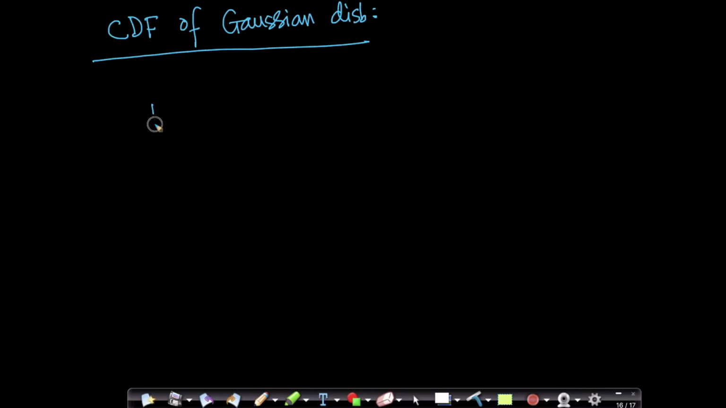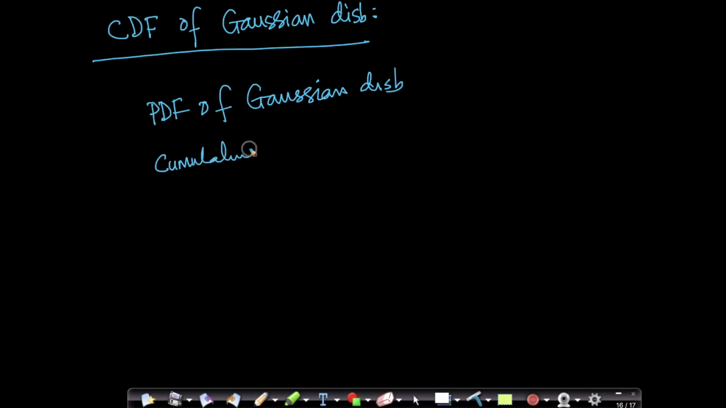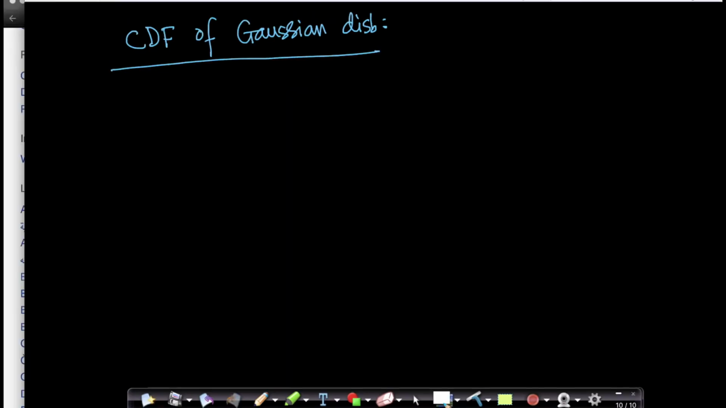Since we have just learned about the probability density function of a Gaussian distribution, the other type of plot which is very important, as we saw earlier, is the cumulative distribution function, right? We saw how to construct a cumulative distribution function from the PDF when we learned about exploratory data analysis, right? So let's look at what the shape of the CDF of a Gaussian distribution looks like.